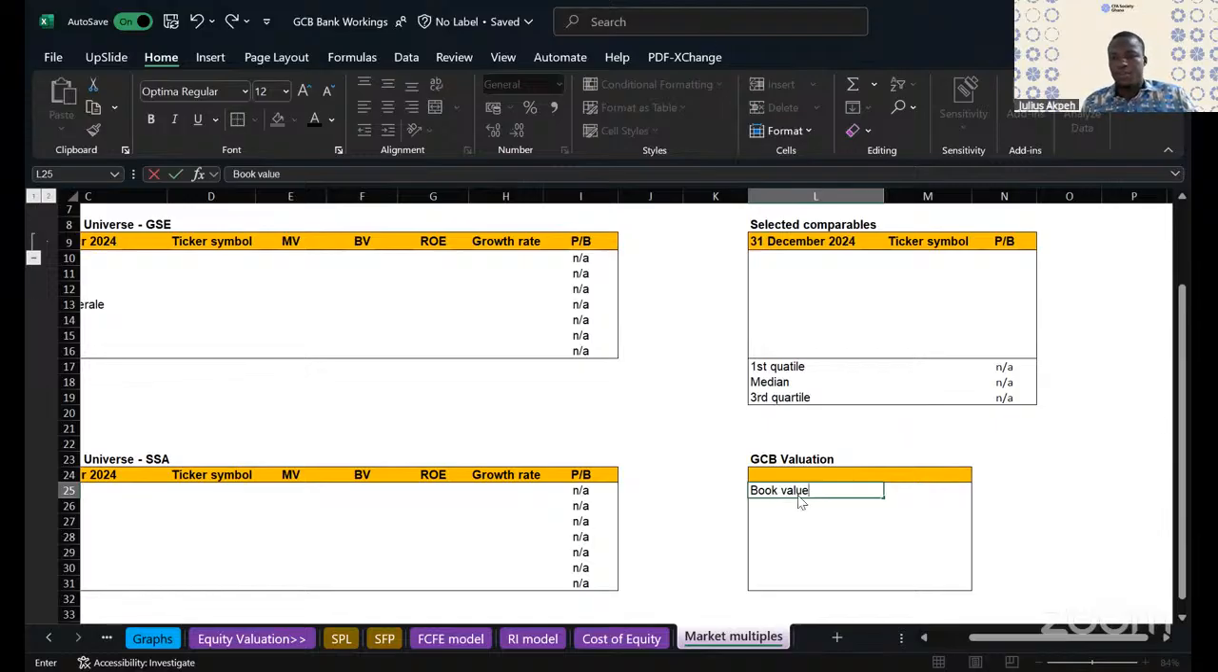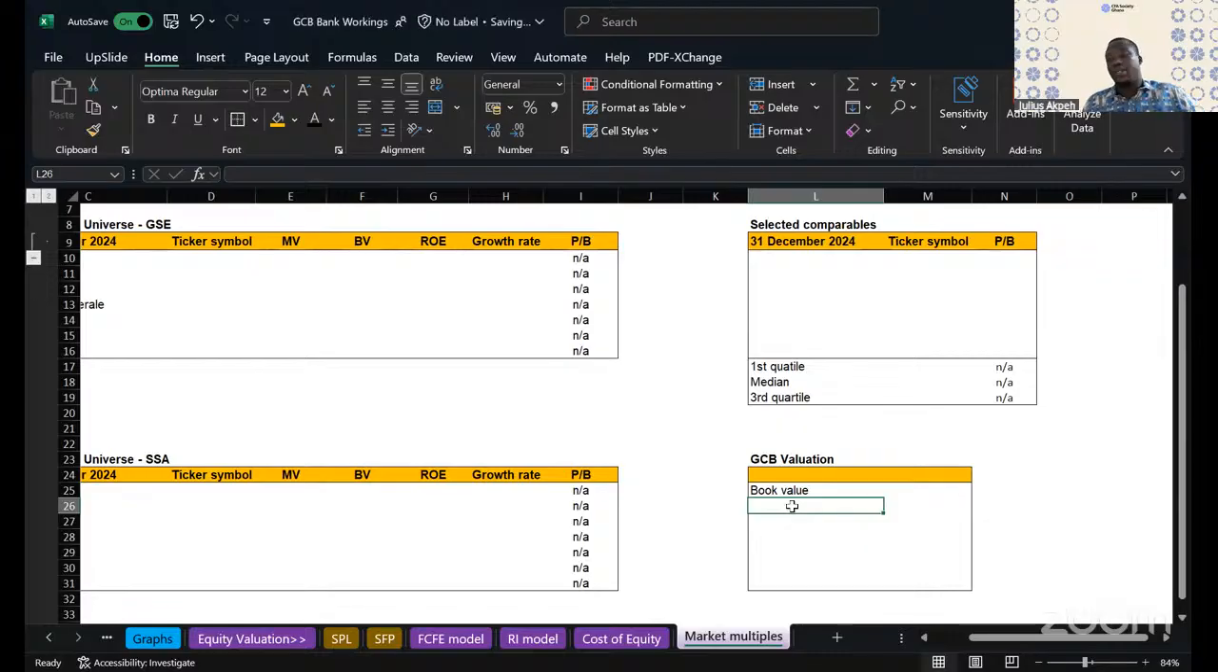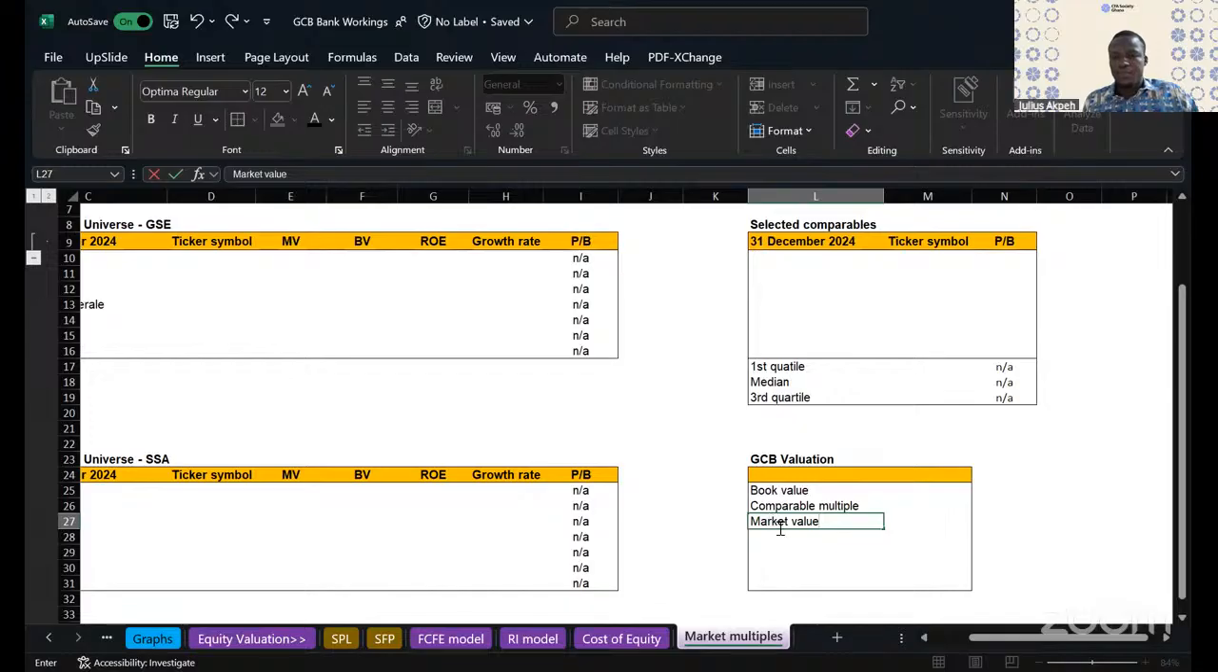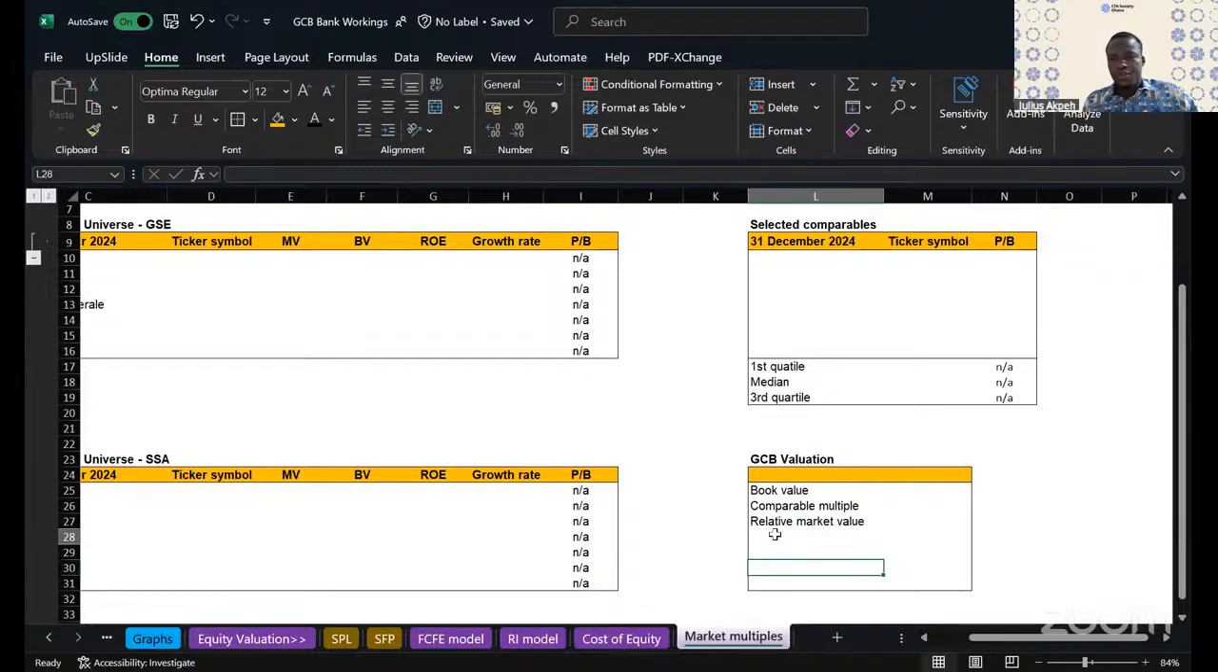GCB book value. And once we have the book value, we also need the comparable multiple. So we have that multiple there. And when we multiply that, we get market value. So this is how we do it. This is the relative market value, so we can call it relative market value. So this is what we're going to do.